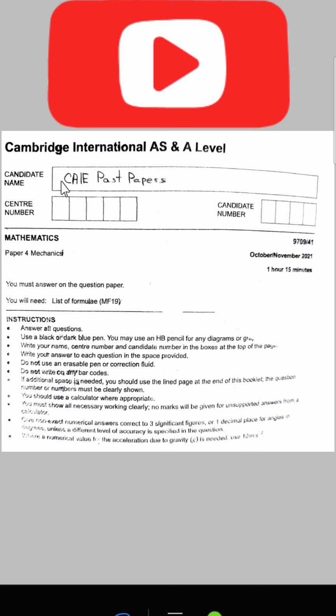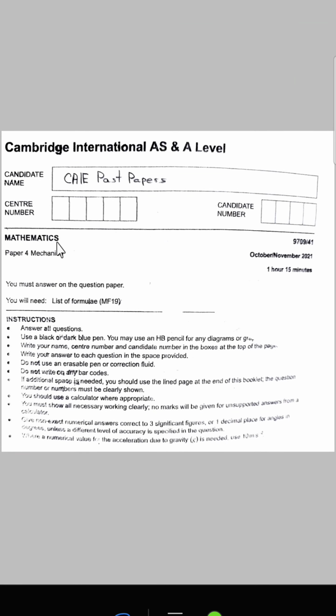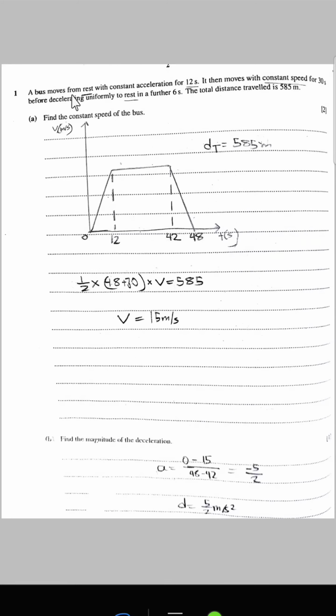In today's video, we will be discussing Mathematics Paper 4, Mechanics 9709, 41, October-November 2021, Variant 41. Question number 1. A bus moves from rest. So the bus starts from rest with a constant acceleration for 12 seconds.